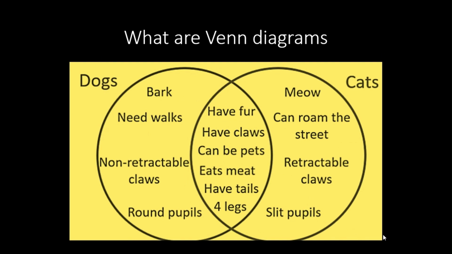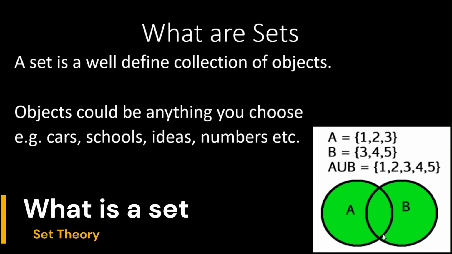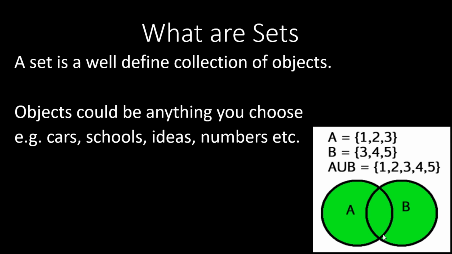Apart from the three-way, we have a two-way Venn diagram as represented. I'd like us to look at an example and how we implement a Venn diagram when it comes to sets. What is a set? A set is a well-defined collection of objects. Objects could be anything: cars, schools, ideas, numbers, etc. For example, in this diagram of mine, we have set A having the elements 1, 2, and 3, and set B having the elements 3, 4, and 5. I want to explain how we use these Venn diagrams in sets.